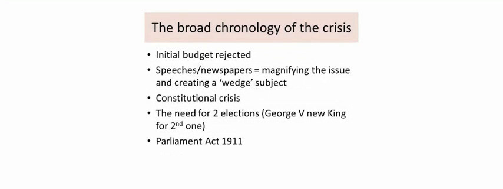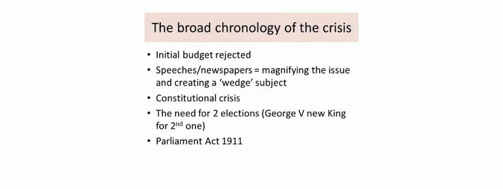So the chronology, you look in your own time: budget rejected, speeches in newspapers magnified the issue. You can argue that this is therefore created by David Lloyd George into a wedge topic or a wedge subject. A wedge topic, very simply, is something where you're either for or you're against. You cannot be on the other side. And by making this a constitutional issue, you're either saying the House of Lords can reject laws that it does not personally like because they're selfish, which is, let's be honest, no one's going to agree with that. Or you are saying the House of Lords must listen to the will of the people, the House of Commons. That you're obviously going to agree with.